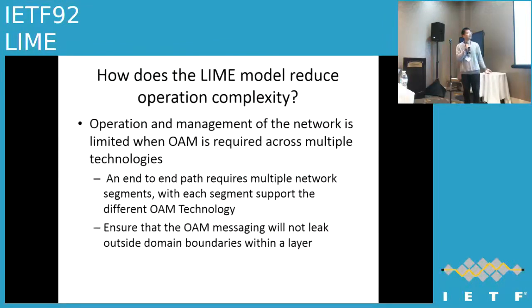So when we do the end-to-end path troubleshooting, it's very challenging, because an end-to-end path requires multiple network segments, with each segment possibly supporting a different technology. Next. So with the line model, how can we simplify the operation cost? Next.